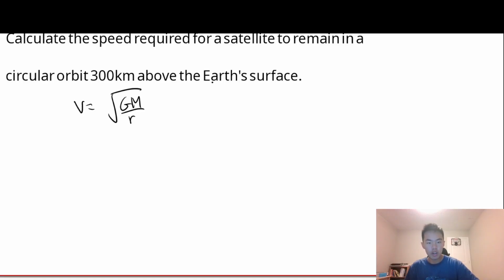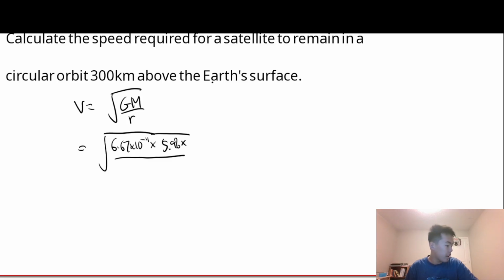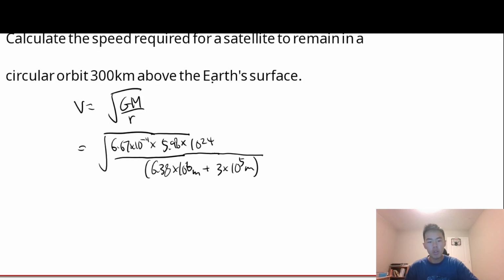So now let's just plug in our things. There's 6.67 times 10 to the negative 11 over a mass of 5.98... I'm such a bum. I already remember all these values now. Why do I remember that? 6.38 times 10 to the 6 meters, but we have to add in these 300 kilometers, plus 3 times 10 to the 5 meters. And no need for a square here because we're just looking for velocity.